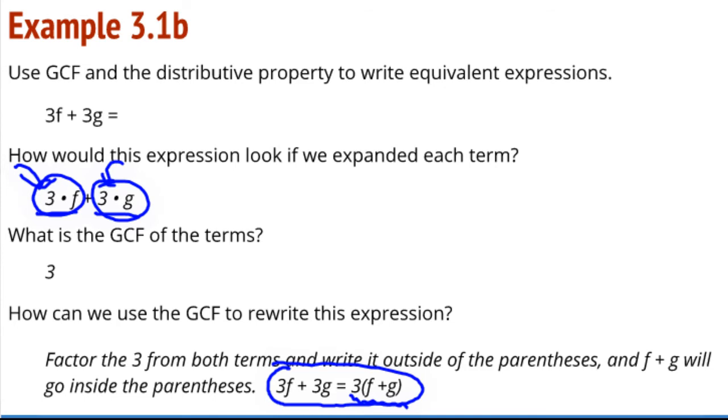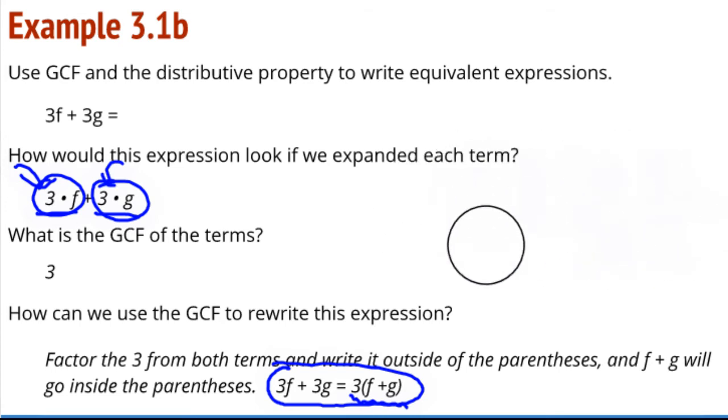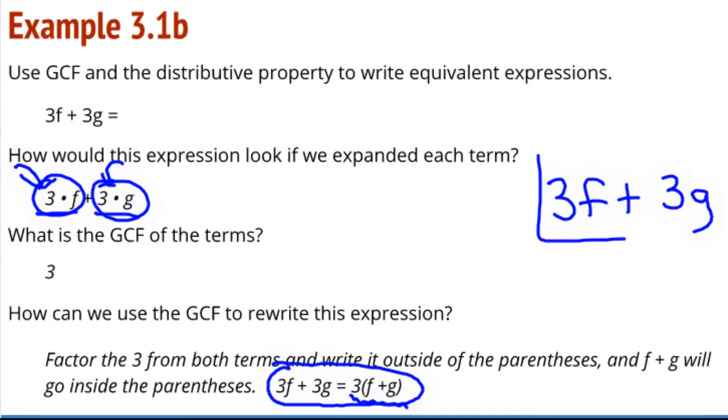Now I know one of the strategies that I showed earlier this year was working with things like this. And we asked ourselves, what can we divide both of these by? And this is how we found greatest common factor and said that 6 was the greatest common factor. This strategy works very well on these problems also. 3f plus 3g. A factor that I can divide them both by is 3.